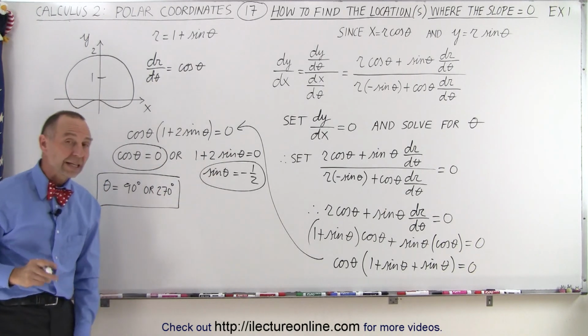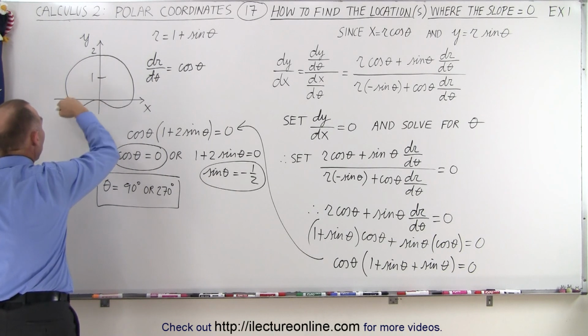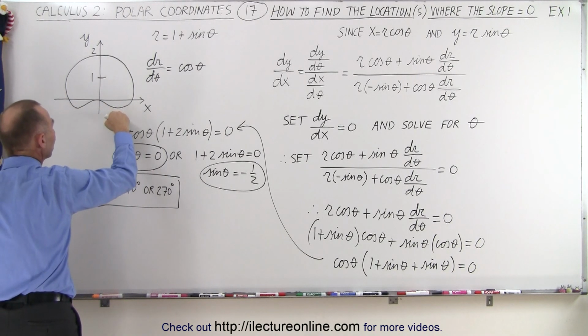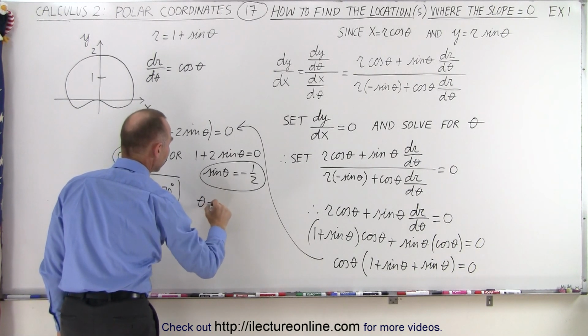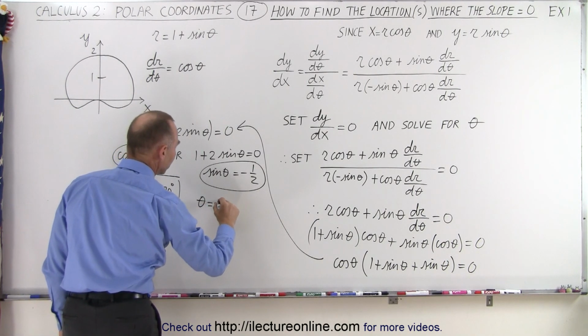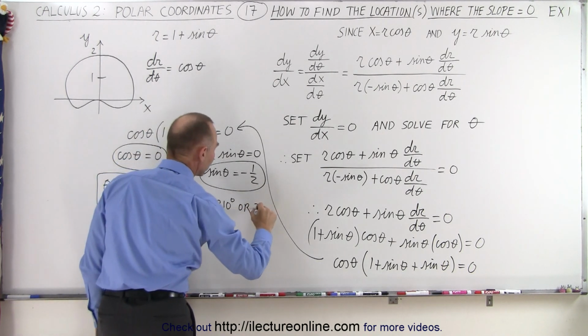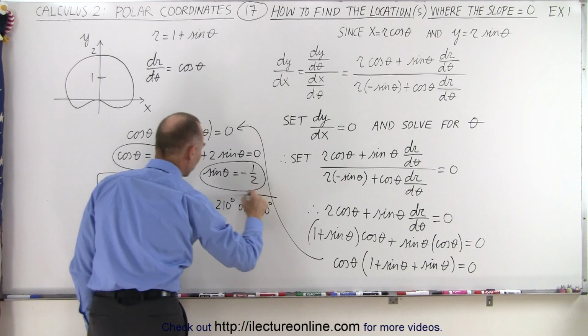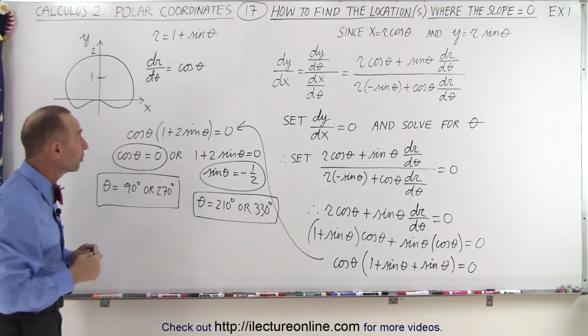Now the sine of theta equals negative 1/2. That will happen at 30 degrees past 180 or 30 degrees before 360. Which means that here also we can say that theta is equal to 180 plus 30, which is 210 degrees, or 360 minus 30, which is 330 degrees. So these are the other two locations where the slope is equal to 0.